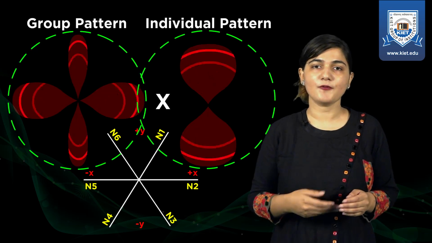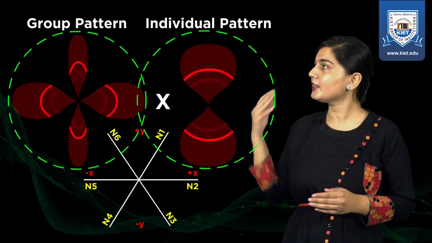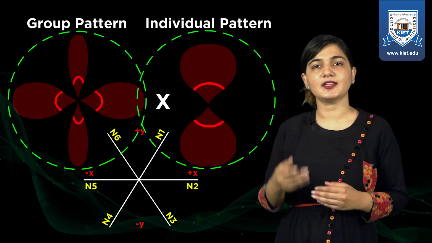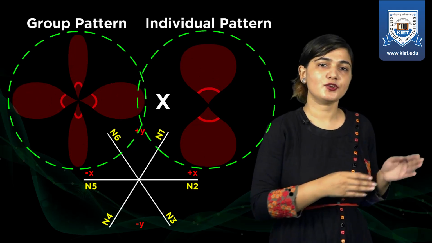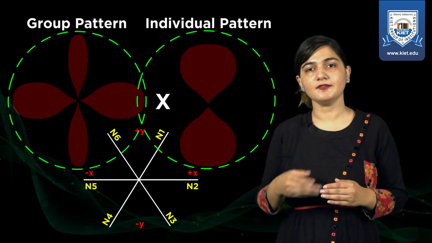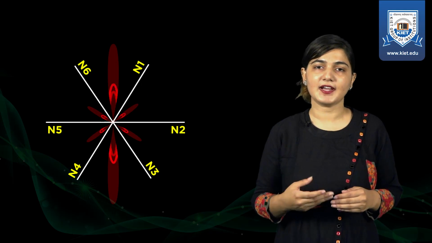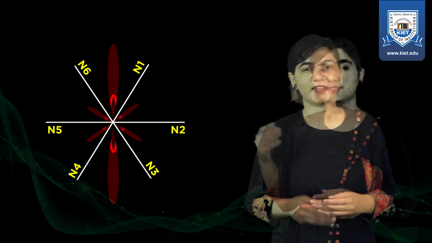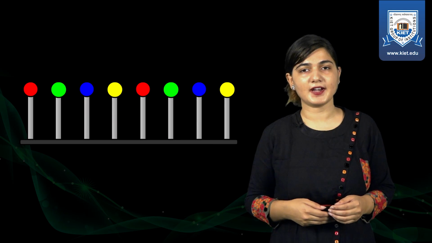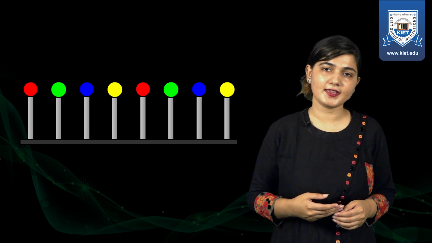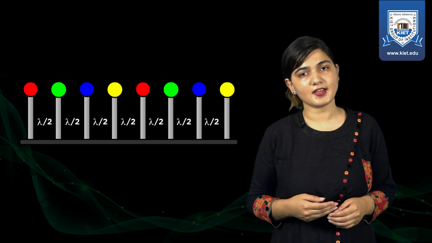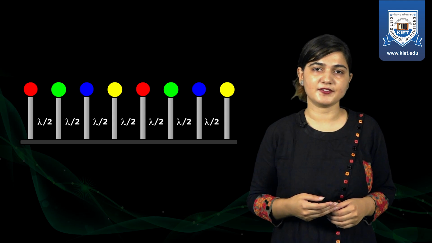So this is how we can do pattern multiplication throughout 360 degrees. We can find out the multiplication of group pattern with the unit pattern with the help of this concept, and then we'll find out the final radiation pattern. Now we'll find out the final radiation pattern of an 8-point antenna array, which are lambda by 2 distance apart and having 0 phase between them.